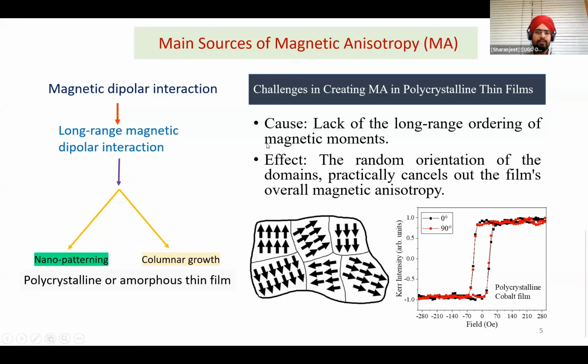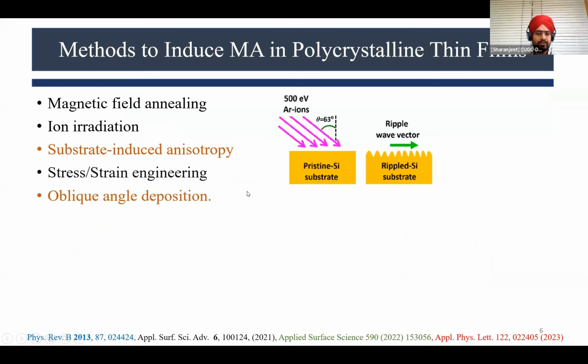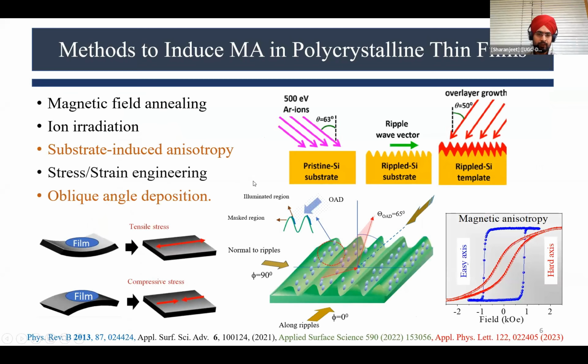So here we can utilize the magnetic dipole interaction by creating the shape anisotropy, which can be obtained through nanopatterning or columnar growth. So let us discuss some practical methods to induce magnetic anisotropy in polycrystalline films, which are magnetic field annealing, ion irradiation, substrate induced anisotropy, stress strain engineering, and oblique angle deposition. I will discuss substrate induced anisotropy and oblique angle deposition in detail.